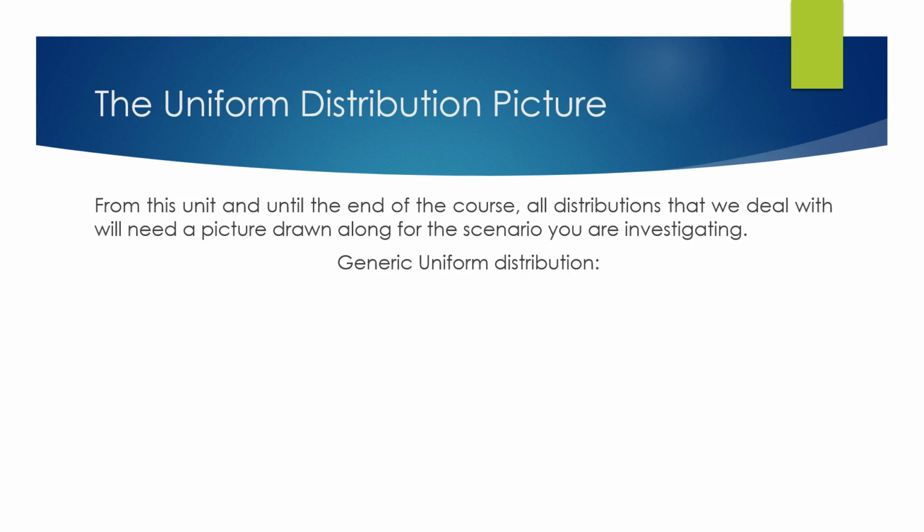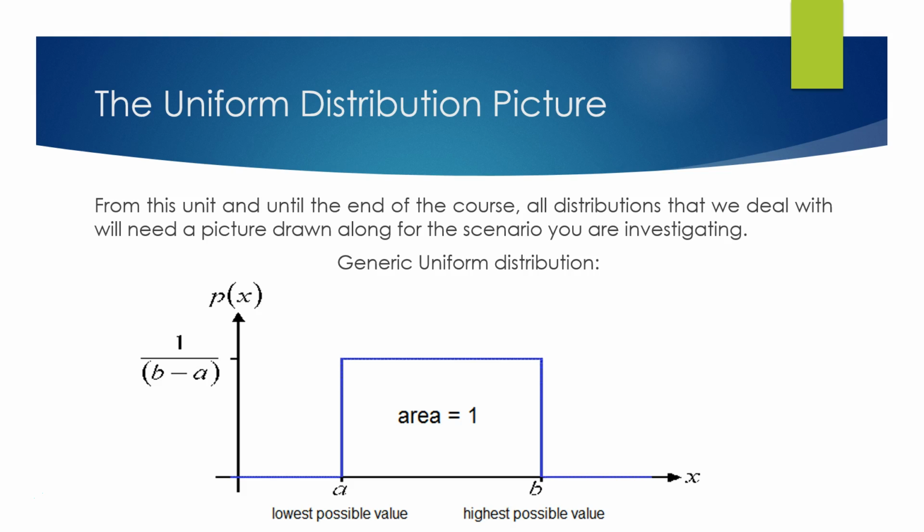So a generic version of this, and this is generic because it doesn't have any specific numbers filled in, just has the A and B for our letters. Just like we have 2 axes in regular math class, we're going to have 2 axes here. So this bottom axis is the x-axis, and this is whatever your variable is.